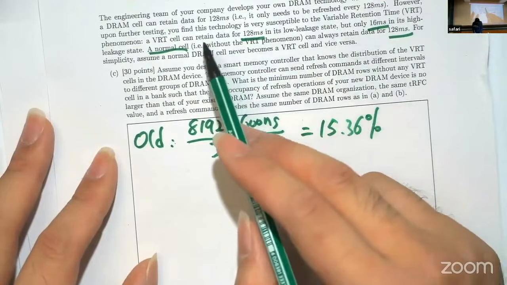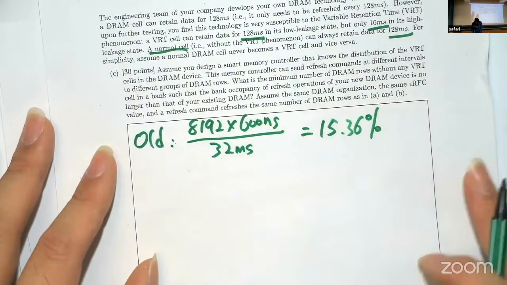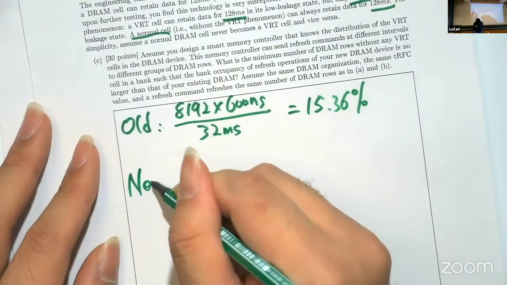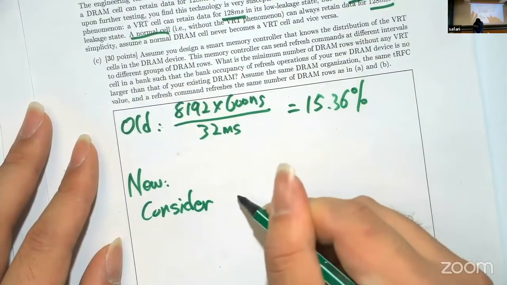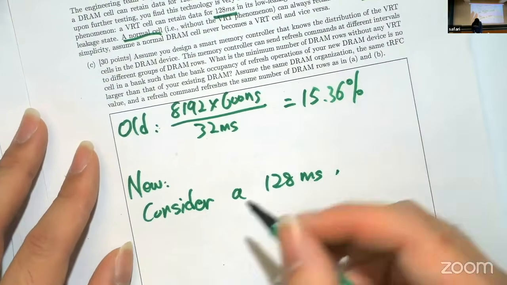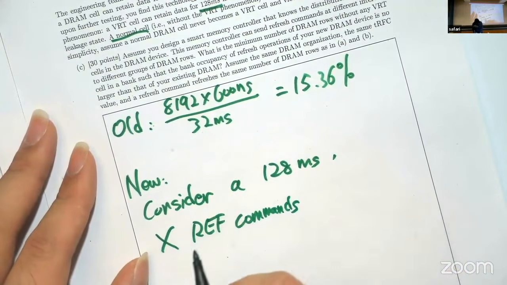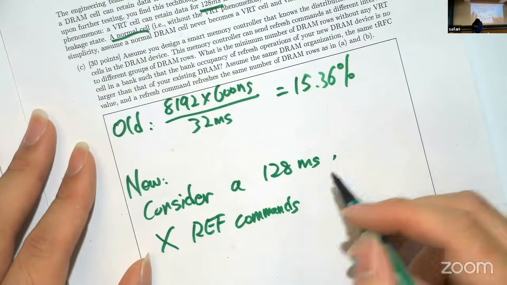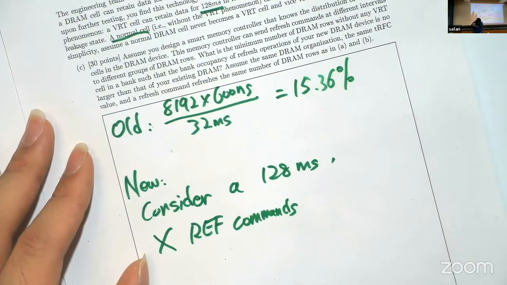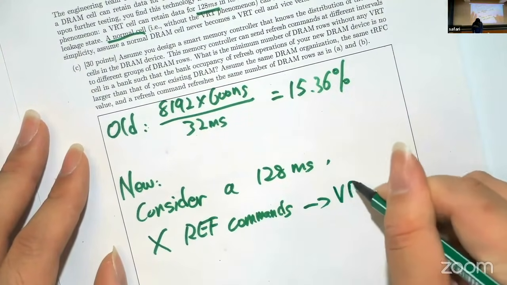So, because a normal cell can retain data for 128 milliseconds all the time, let's just consider a 128 millisecond refresh window, and let's say X refresh commands are sent to the DRAM rows with VRT cells that could be in the 16 millisecond refresh window.